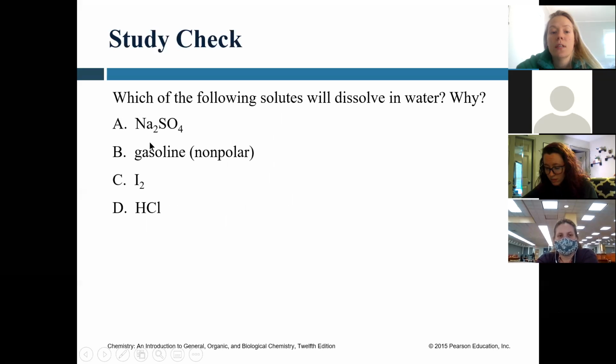So looking at each of these, I want you to tell me if you think that it would dissolve in water and why. Okay, so I'm going to have you try and play around with this, really based off of, is the thing polar or non-polar?